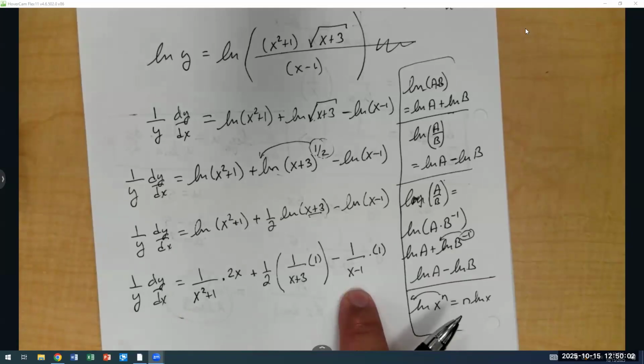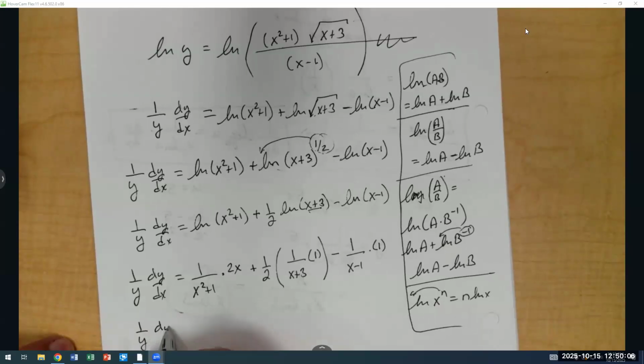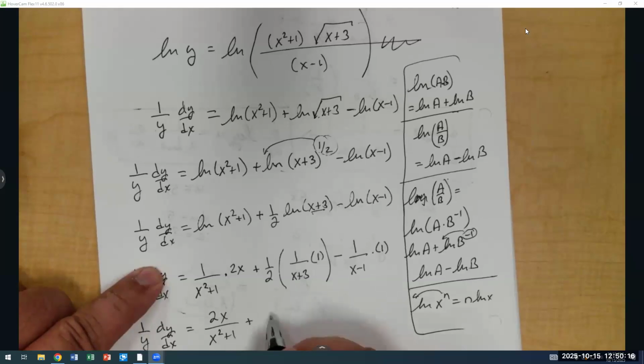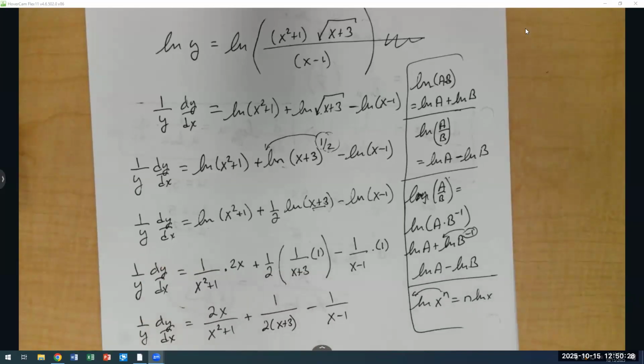It's really zero thinking. So we have 1 over y dy/dx is equal to 2x over x squared plus 1, plus 1 over 2 times x plus 3, minus 1 over x minus 1. So far, so good? Yes, sir.